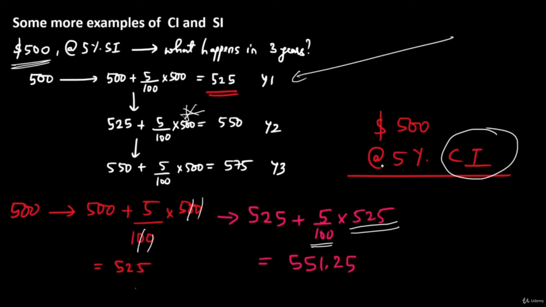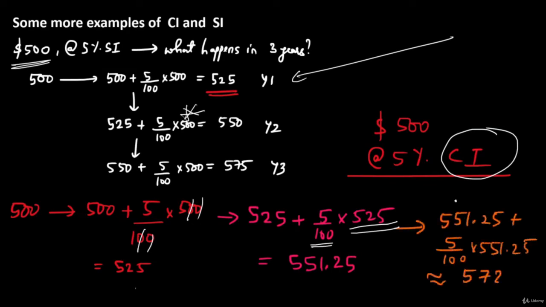Now let's say 1 more year passes. What will happen? Again, 5% of 551.25 has to be added to 551.25. So we get 551.25 plus 5 by 100 into 551.25, which is approximately $578.8. All right. So remember, this over here is equivalent to lending $551.25 for 1 year at 5% interest. So that's why the interest is calculated on this amount.